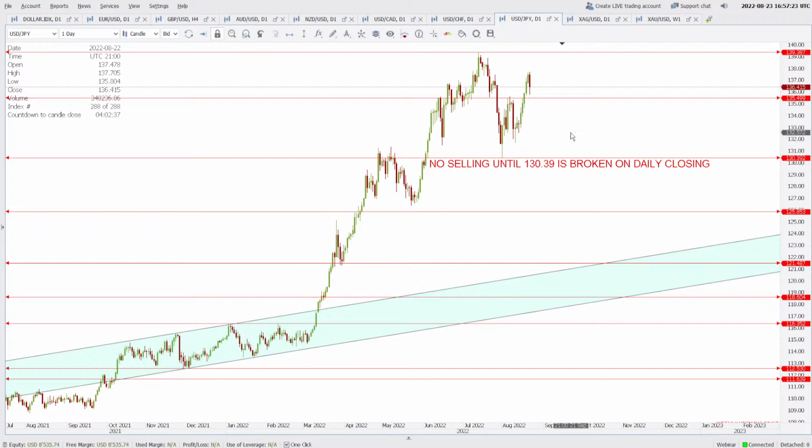So what is the immediate support now? 135.49 is the immediate support. The ultimate support is 130.39, and the resistance is at 139.38 in USD JPY. Keep an eye on these key levels. If you see price, even on the intradays, going close to these levels, you can use them to your benefit.